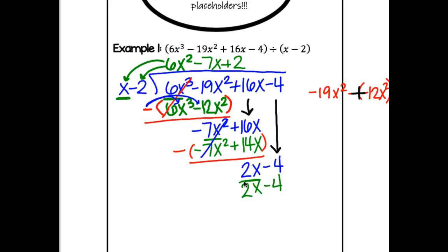As you can see, when we go to subtract, we got exactly what we want. We have 2x minus 4 minus 2x minus 4. So therefore, they all cancel, leaving me with a remainder of 0.